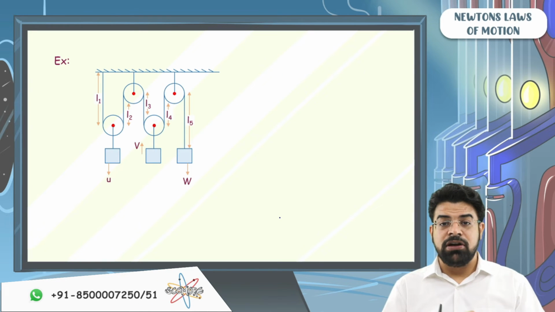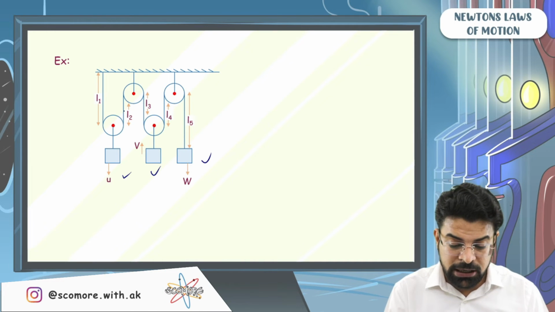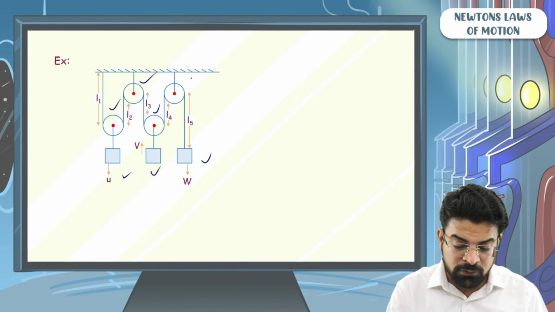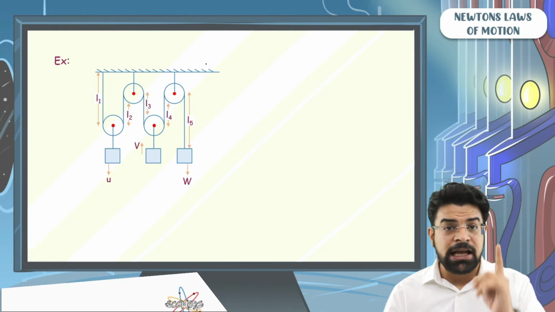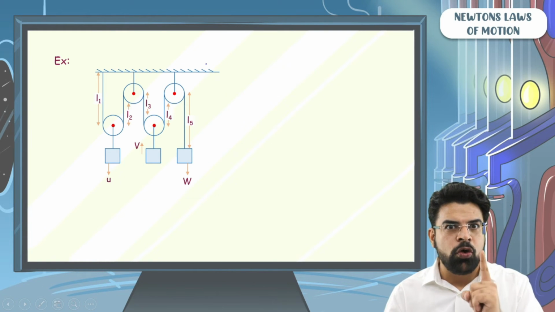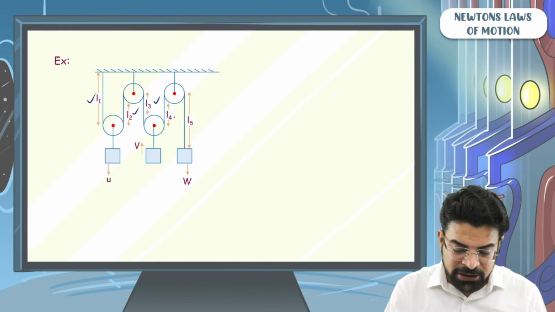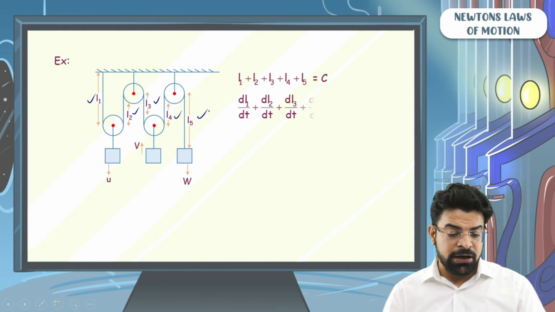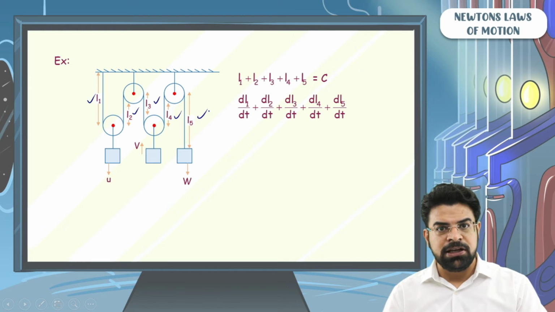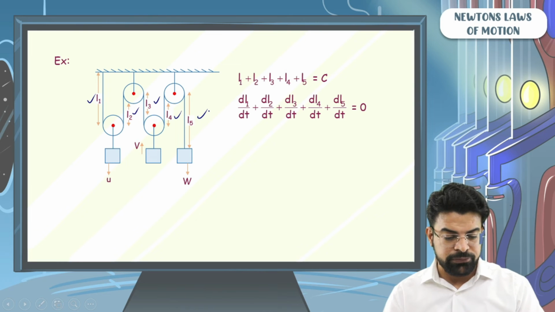Now we have got even more pulleys and even more blocks. Now we have got 3 blocks and we have got 4 pulleys. What to do? It's very easy. Just keep on applying the string constraint, and when you apply string constraint, don't look at the string. So here we can say that L1 plus L2 plus L3 plus L4 plus L5 equals constant. Now differentiating them, we can say that dL1 by dt plus dL2 by dt plus dL3 by dt plus dL4 by dt plus dL5 by dt equals 0.